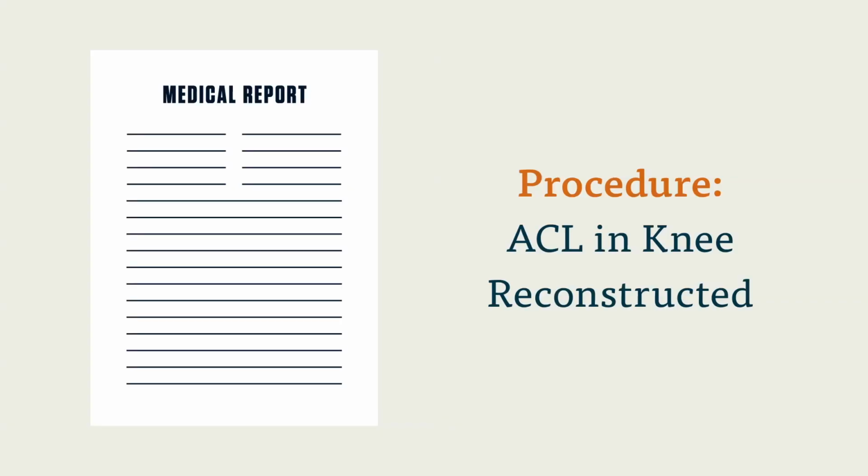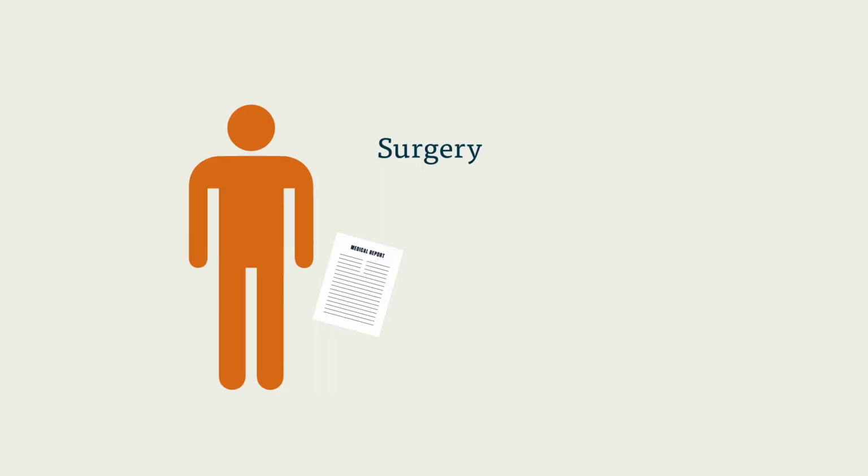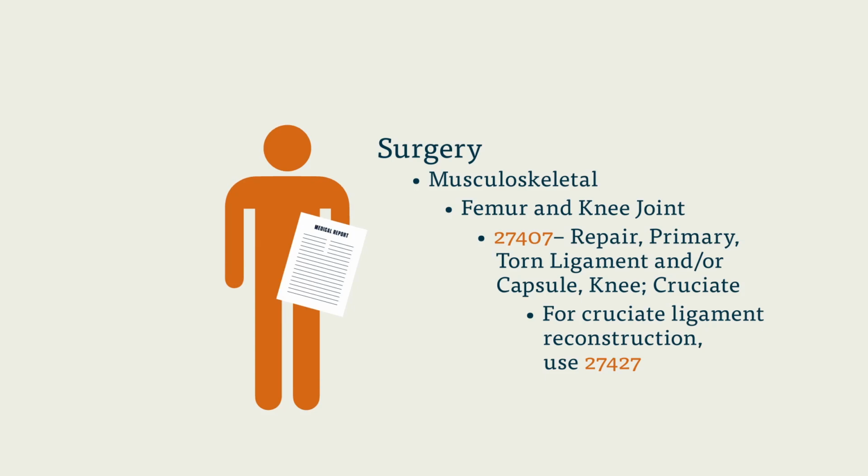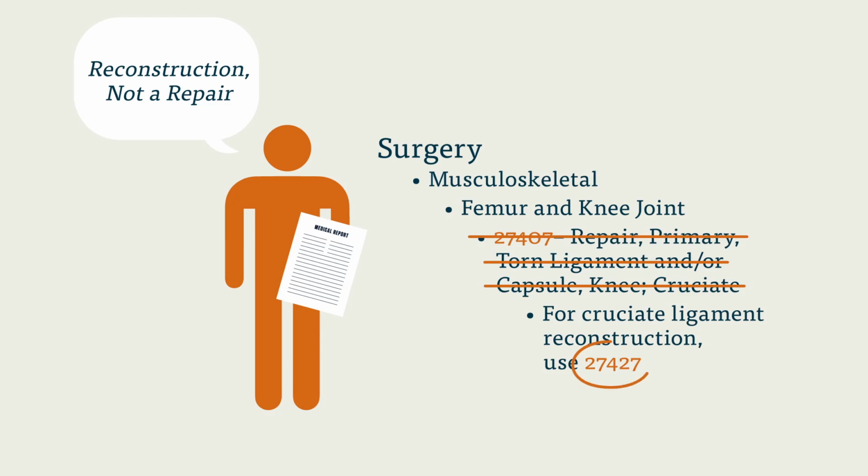Let's say a coder receives a medical report that a patient had his ACL in his knee reconstructed during a surgical procedure. That coder would turn to the surgery section of the codebook, then to the musculoskeletal subsection. The coder would find the section on the femur and knee joints and look at code 27407, repair, primary, torn ligament and/or capsule, knee, cruciate. The coder would then look at the instructions below the code and see a note: for cruciate ligament reconstruction, use 27427. The medical coder needs to describe a reconstruction, not a repair, and so the first code, 27407, would be incorrect. The coder would go to 27427, check that it is the correct procedure, and then use that code.